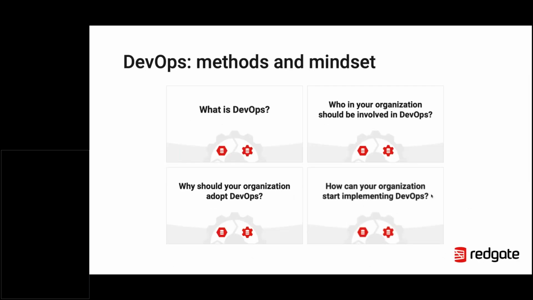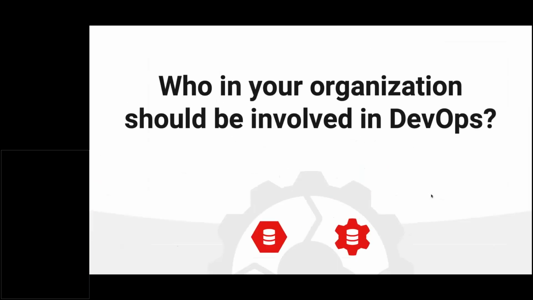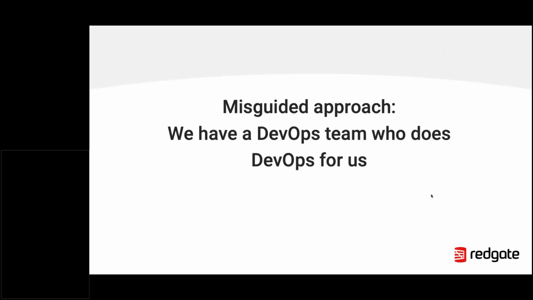So you might wonder, okay, who is involved in DevOps and how does this involve me? Well, one of the things that happens a lot is that organizations introduce a DevOps team. This is a big thing. And I'm saying this is a misguided approach: the misguided approach is that we have a DevOps team and they do all the DevOps. It's not necessarily bad to have a DevOps team, but their role is not to do DevOps for the organization.